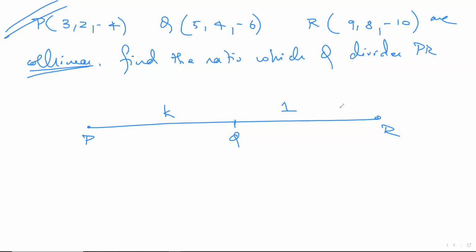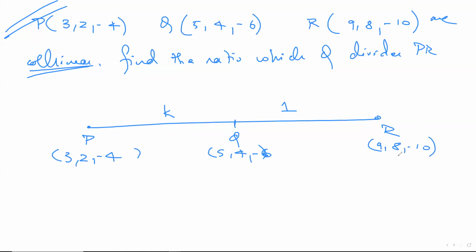So basically, apply the logic right now. It says internally only here, so there will be a plus. I know the values of P, Q as well as R. I'll copy this: 3, 2 and minus 4. 5, 4 and minus 6. And 9, 8 and minus 10. So this is given to me.